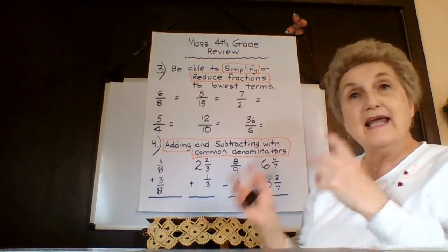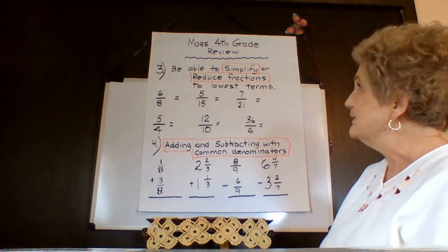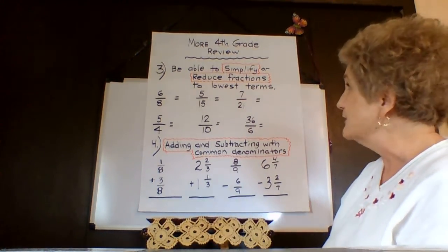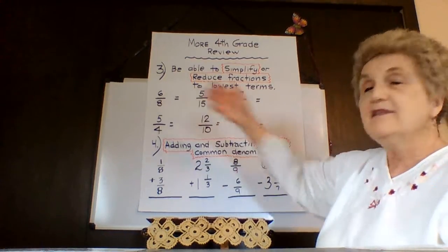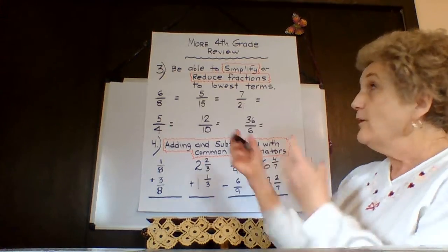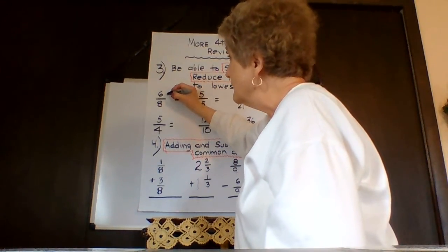Okay, and show you the next 2 concepts. Starting with the third one here, be able to simplify or reduce fractions. Sometimes those words are used interchangeably. By this we mean if we see the fraction 6/8, let's say in an answer, we have to simplify that. Right away I know 6 and 8 are even, so I know my greatest common factor here would be 2.